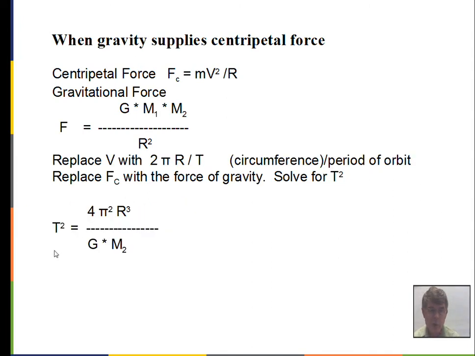If we want to know the period for the orbit, so capital T here would be the period for the orbit, we can replace the velocity with the distance traveled divided by time.